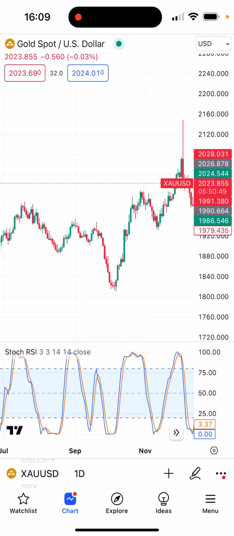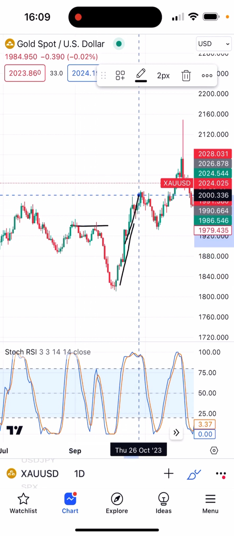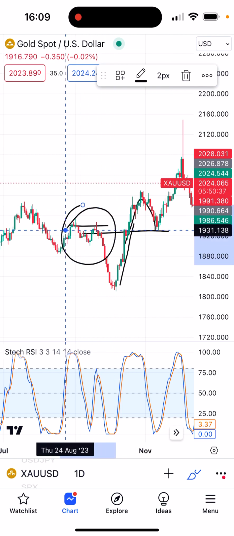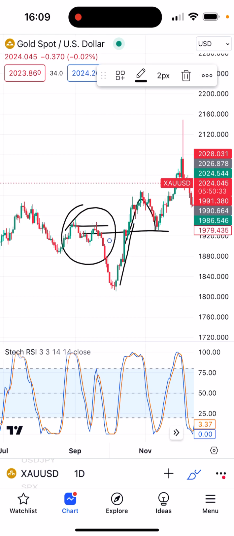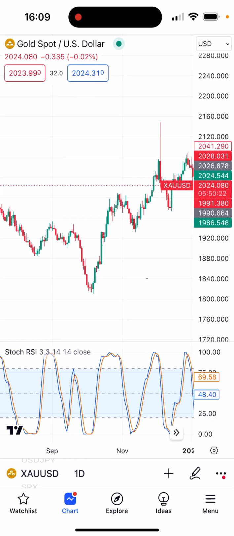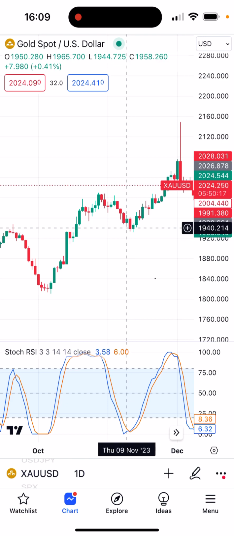So this is one of the examples that I would like to share with you today. Say you had this here, it broke out, came back to retest this level right here. When it retests and you see rejection candles, then this is when you can start looking for a potential buy, because you saw that retest.